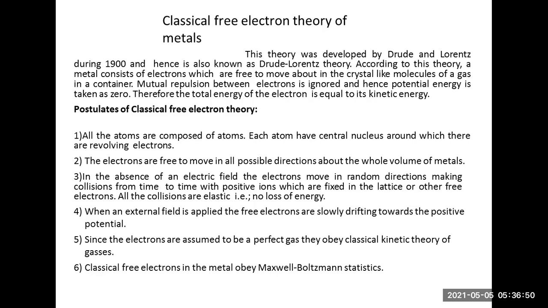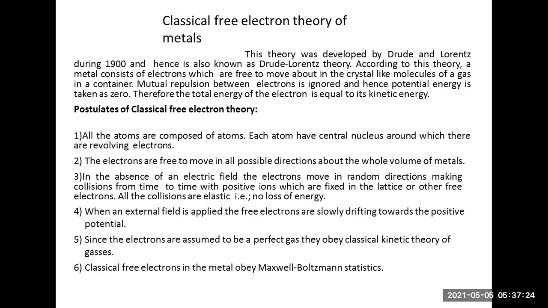Whenever you have any collision, you would normally have some loss of energy. But Drude and Lorentz believed that when the electron and the positive ion core interact with each other, there is no loss of energy. This is the case when there is no electric field. So what will happen when an external electric field is applied to the free electrons in the metal? They will drift towards the positive potential. This was the case when the external field is applied.